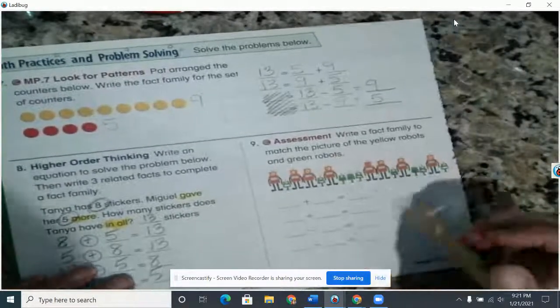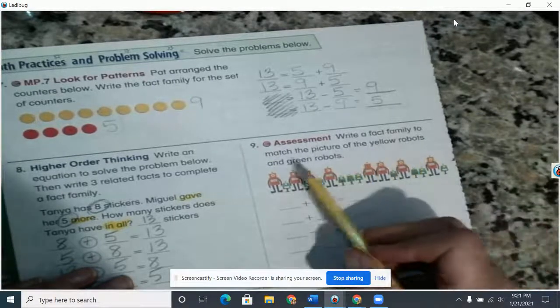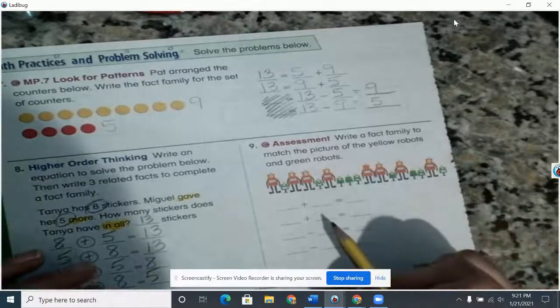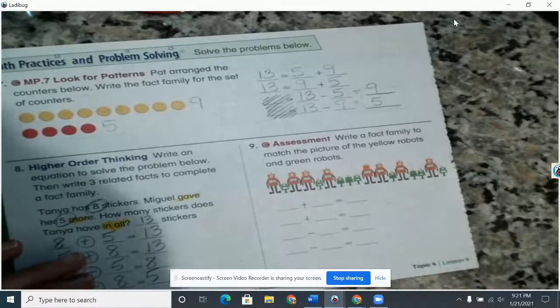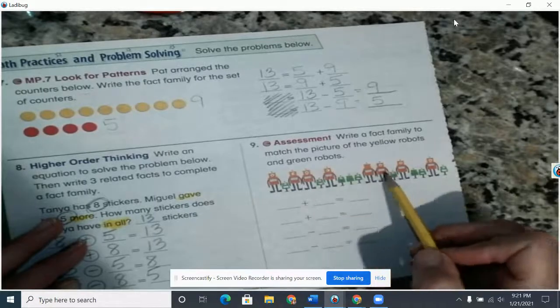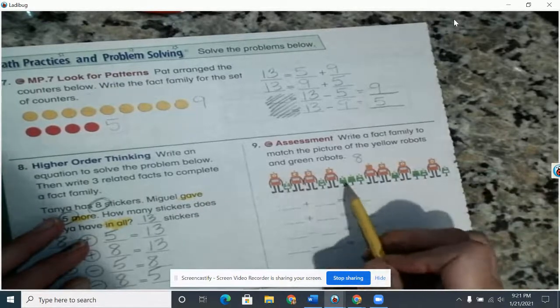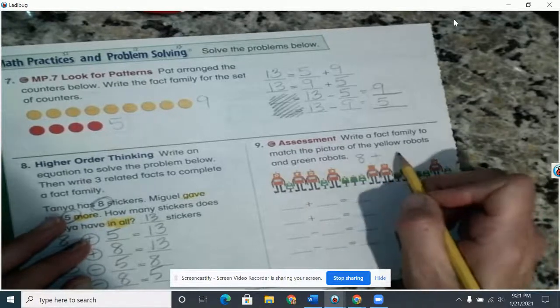Okay, this one is little robots. Write a fact family to match the picture of the yellow robots and green robots. So we have to count how many robots we have of each color. So we'll do the big ones first, and if you want to pause it and try this on your own before watching me, you can. 1, 2, 3, 4, 5, 6, 7, 8. So there's 8 red robots. 1, 2, 3, 4, 5, 6, 7, 8, 9 green robots.